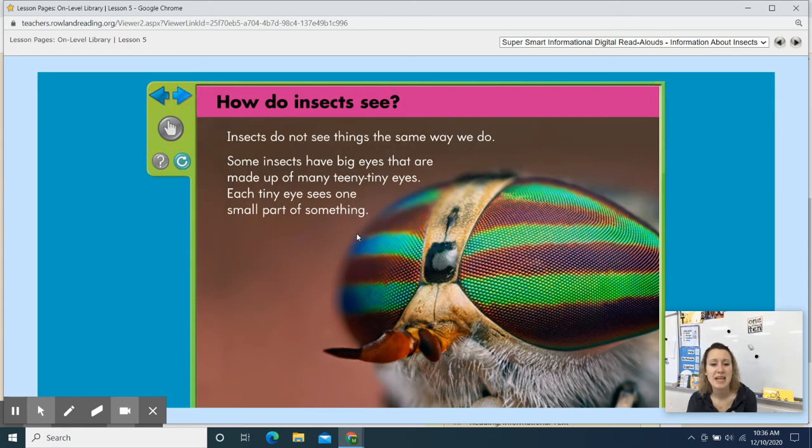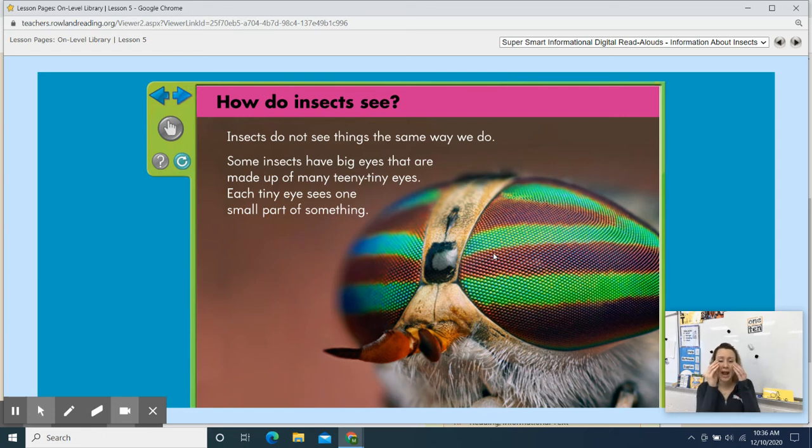How do insects see? Insects do not see things the same way we do. Some insects have big eyes that are made up of many tiny eyes. Each tiny eye sees one small part of something. So this is a fly. And all of those bumps that you see, those are each an eye. So a fly has millions of eyes. How many eyes do you have?